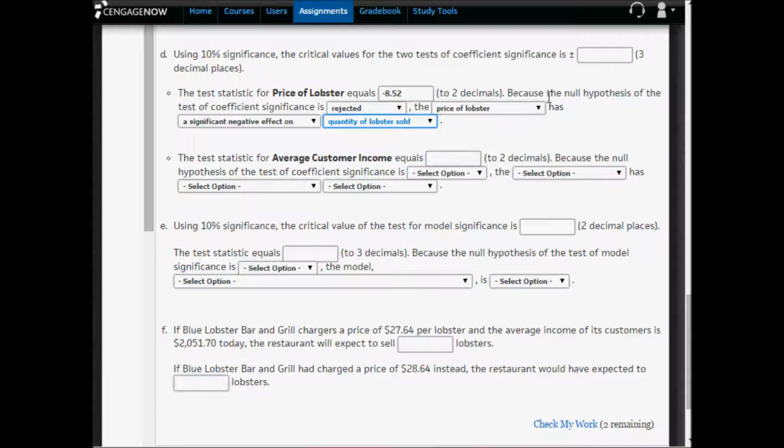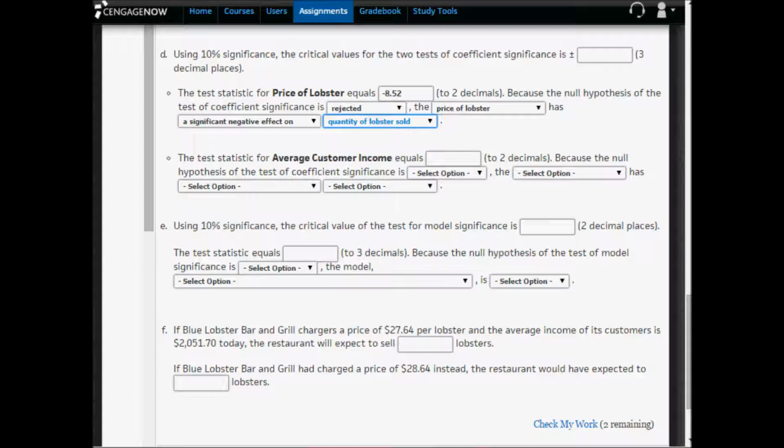So, in summary, because the null hypothesis of this test is rejected, the price of lobster has a significant negative effect on quantity of lobster sold. And that right there is evidence in support of the law of demand. Remember, for microeconomics, when the price goes up, the quantity goes down. If the price goes down, the quantity sold goes up.